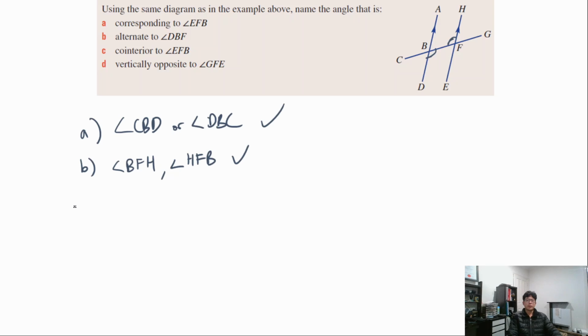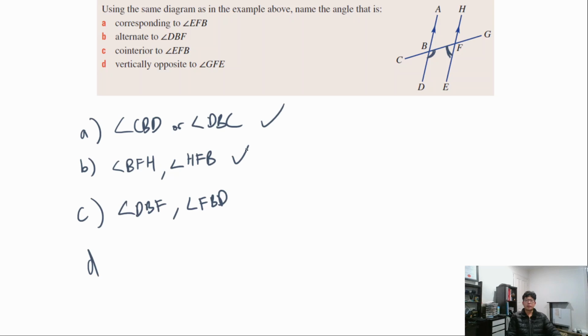Next one is a co-interior angle to angle EFB. So let's find angle EFB. That will be right here. And co-interior, remember that's on the same side of the transversal, but inside the two lines. So that will be right there. So that's angle DBF or angle FBD. And let's move on to the last question.